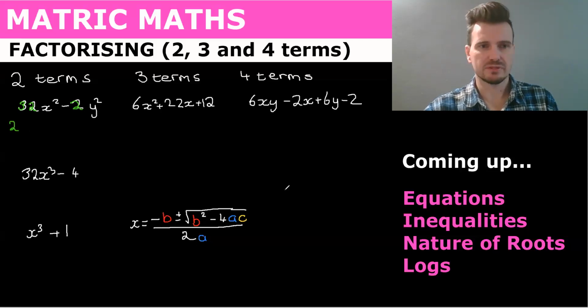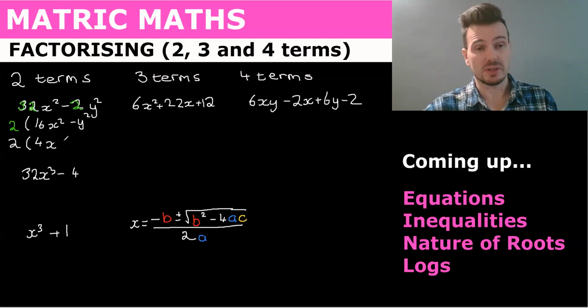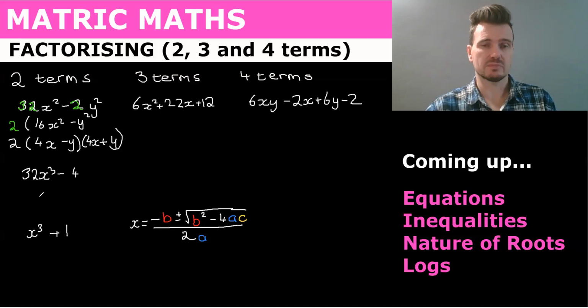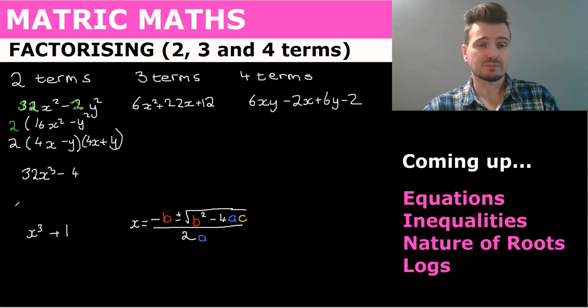And then I have 16x squared minus y squared. 16x squared is a perfect square. So the square root of 16x squared is 4x. The square root of y squared is y. And then I write exactly the same as the first bracket, but I change the minus to a plus. And that's pretty simple. So most of you probably have done difference of squares.